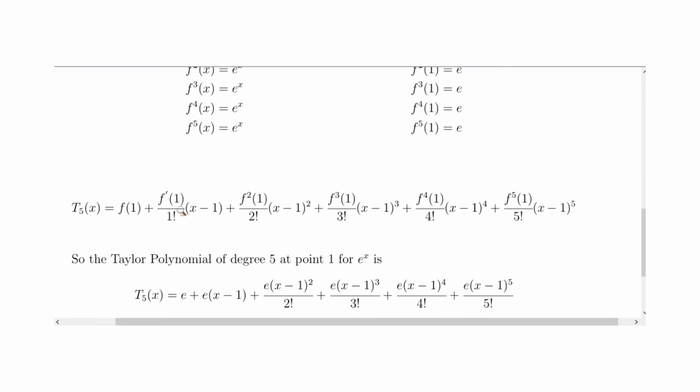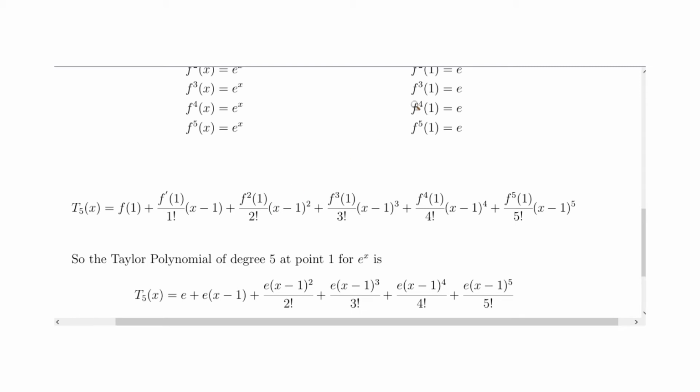Then the first derivative was also e. So e divided by 1 factorial is e divided by 1, which is just e. So it'd be e times x minus 1. You could write e times x minus e, by multiplying out the brackets, but it's standard just to write e times x minus 1. It would be the equivalent value, but there's no need to do that.